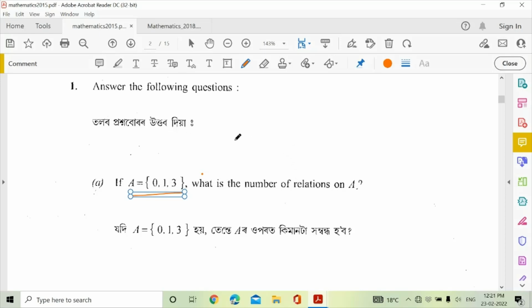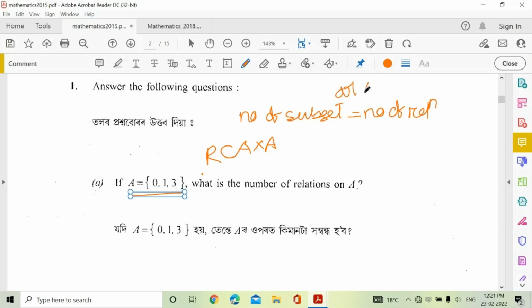I think it is known to you, relation is nothing but a subset of the Cartesian product of two sets. Here only one set is defined, that's why R is a subset of A cross A. That means the number of subsets is equal to the number of relations. I think you have got my point. Whenever you have to find the number of relations, find the number of subsets of the Cartesian product A cross B.